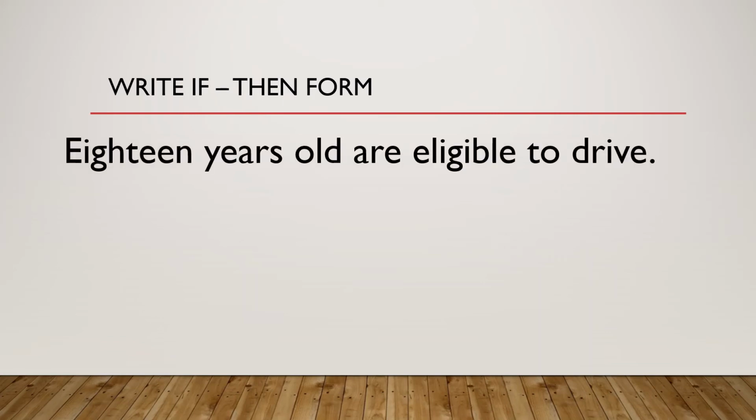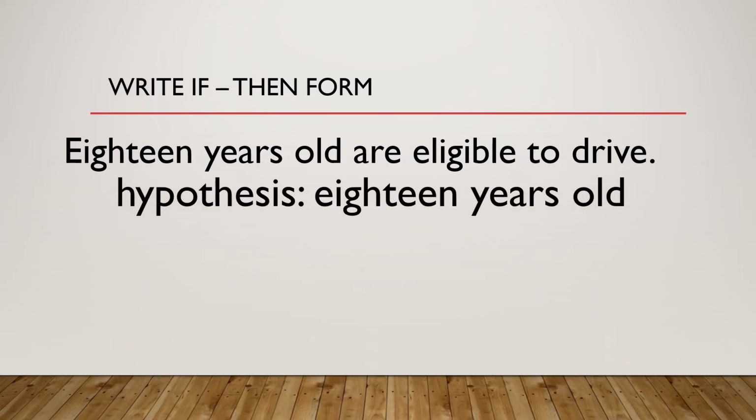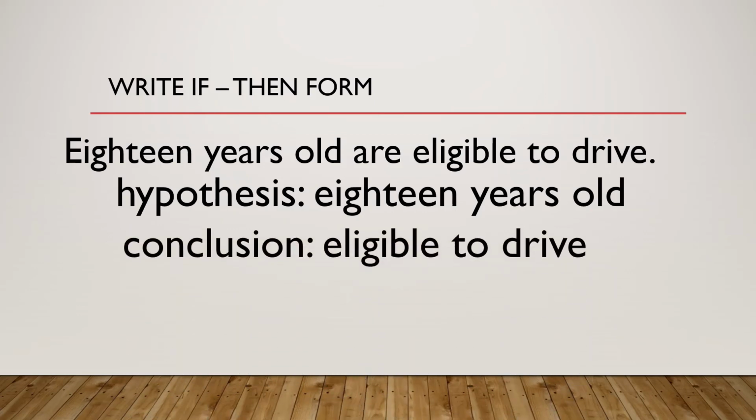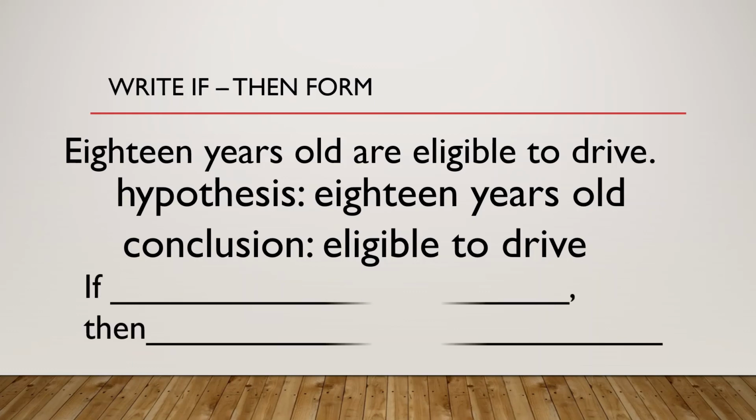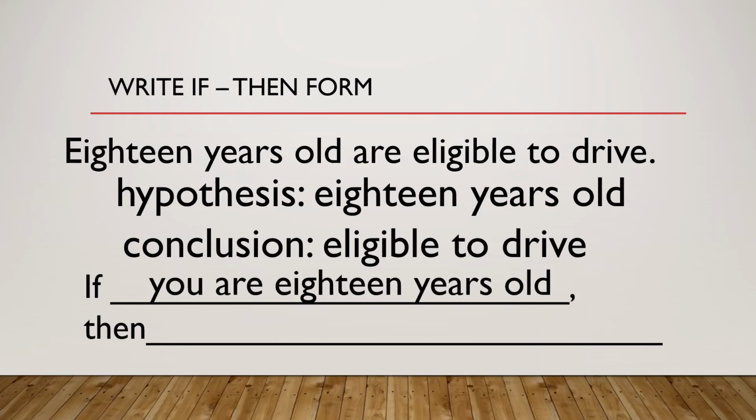Now let's try to write again in if-then form. 18 years old are eligible to drive. To write in if-then form, let us identify the hypothesis and the conclusion. The hypothesis is 18 years old and the conclusion is eligible to drive. So in if-then form: if you are 18 years old, then you are eligible to drive.